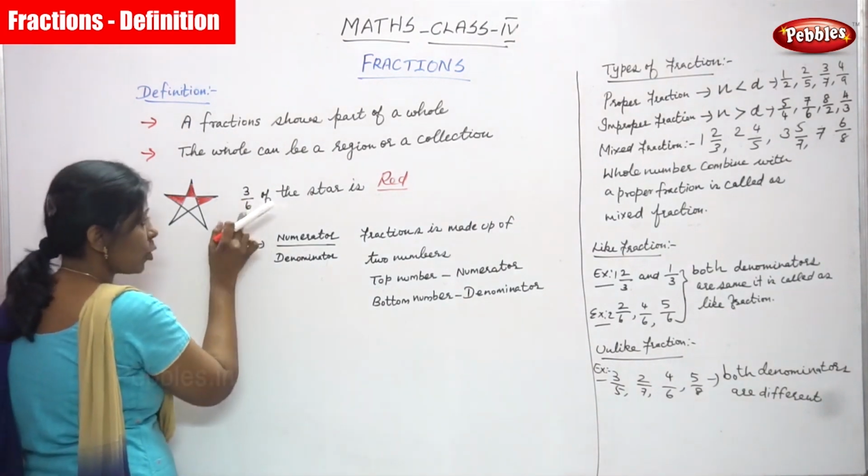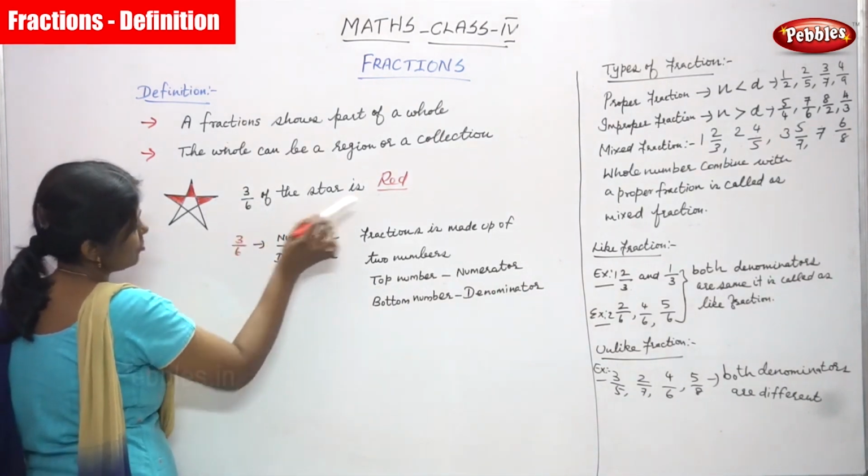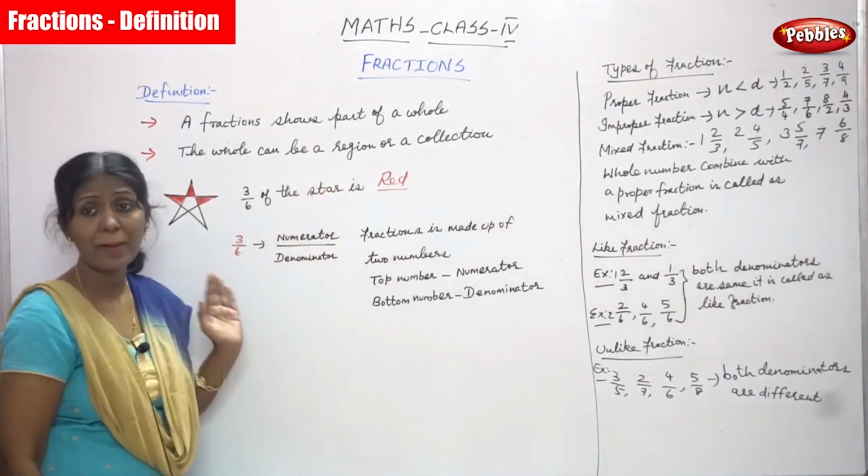So this 6 is the whole, and the shaded portion is 3. So 3 by 6 of the star is red in color. So a fraction shows a part of a whole.